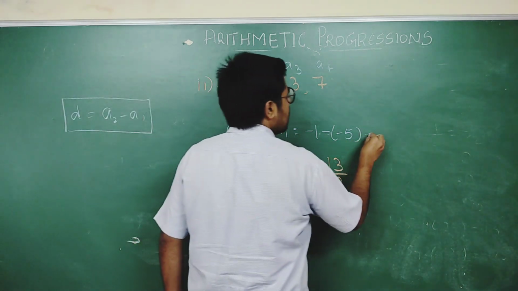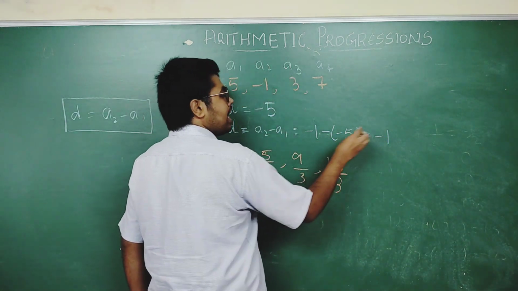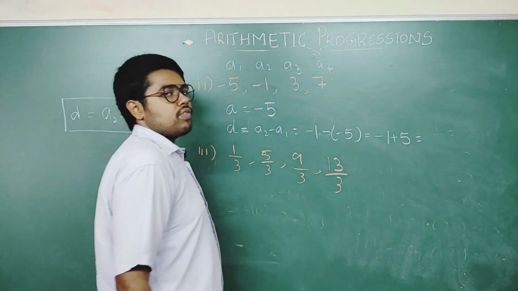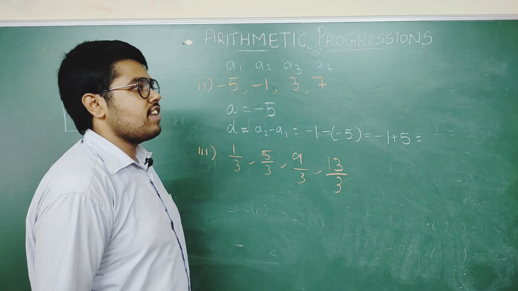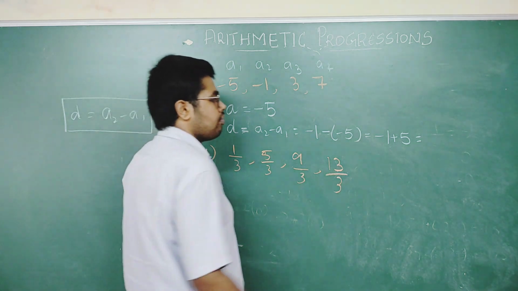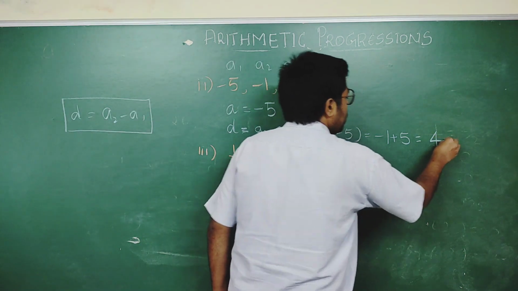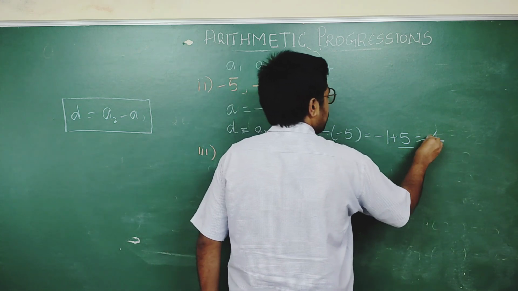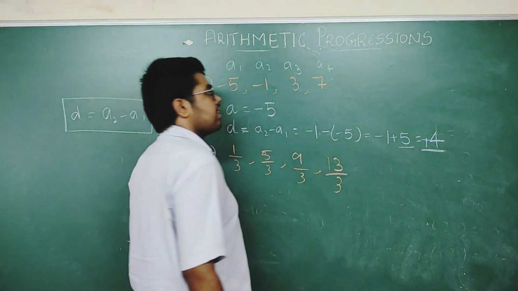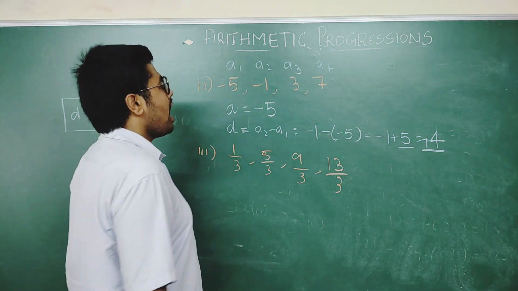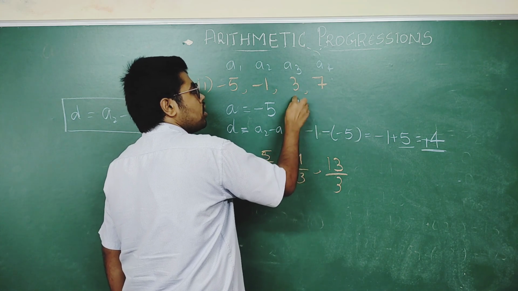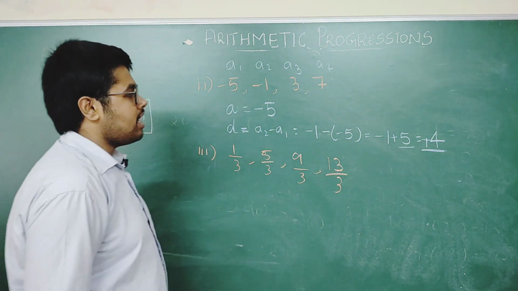So this becomes minus 1, minus minus plus 5. So minus 1 plus 5, what is the answer? Opposite signs, we have to subtract. When we subtract, we get 4. And what sign to put? Since the greater number is 5, and in front of 5 it is plus, so plus 4. I told you the common difference must be positive and it is positive. Also just by observing you can tell, 3 goes to 7, so you are just adding 4 to it. That is the common difference.